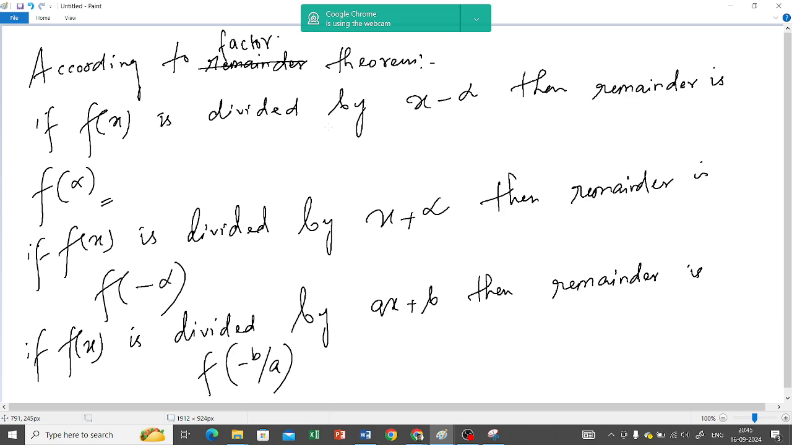In this case, if f(x) is divided by the factor x minus alpha, then the remainder is going to be, now tell me, if any number is divided by its factor, what remainder do you get? 0, right? So according to the remainder theorem, f of alpha equals 0. If f(x) is divided by the factor x plus alpha, then the remainder f of minus alpha equals 0. If f(x) is divided by the factor ax plus b, then the remainder f of minus b by a equals 0.